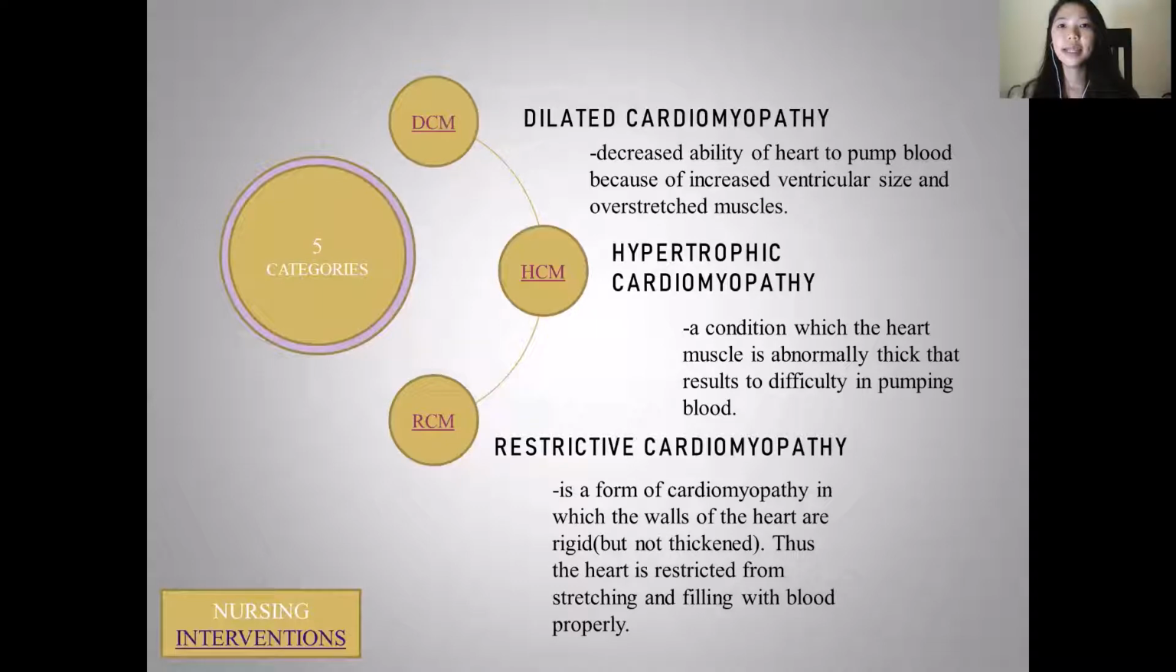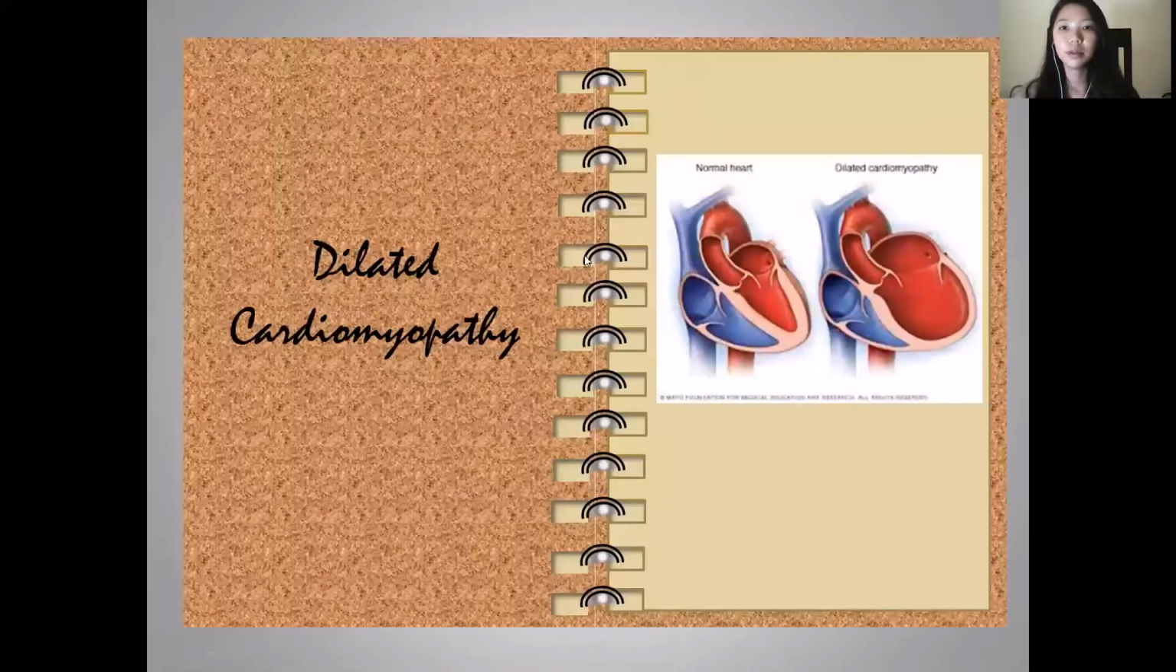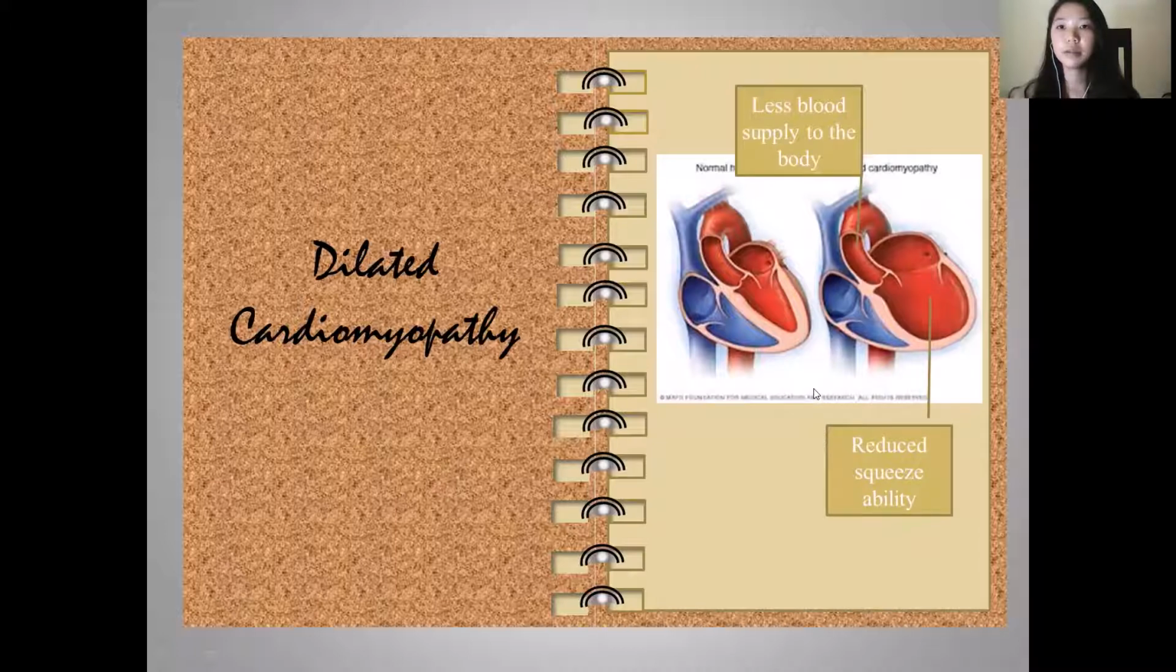So what is dilated cardiomyopathy? Dilated cardiomyopathy is a decreased ability of the heart to pump blood because of the increased ventricular size and overstretched muscle. It is evident here, the dilated left ventricle and the thin myocardium, resulting in the reduced squeeze ability, the less blood supply to the body, and the buildup of fluid in the lung.